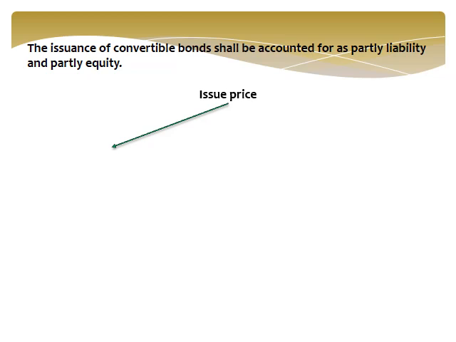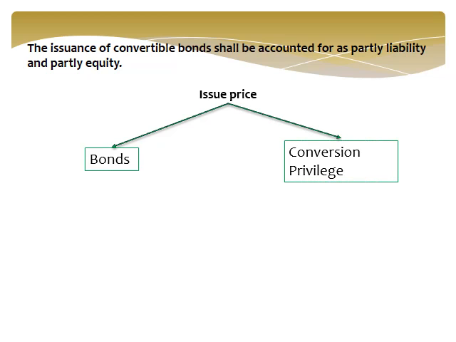So again, the same kanina, yung issue price, ma-allocate kay bonds tsaka kay conversion privilege, yung conversion option ni bondholder. Since nasa point of view tayo, perspective tayo ni bond issuer ngayon. Si bond issuer yung may liability. So kailangan i-allocate sa liability component yung bond tsaka sa equity component yung conversion privilege or conversion option.